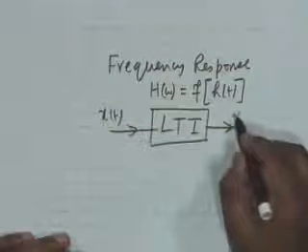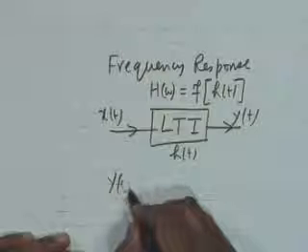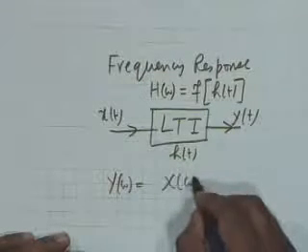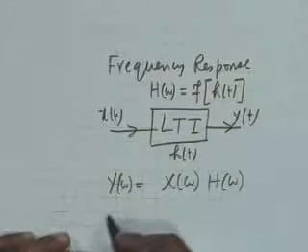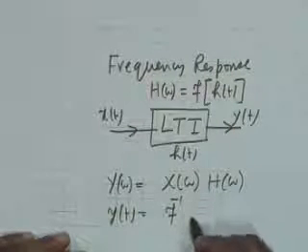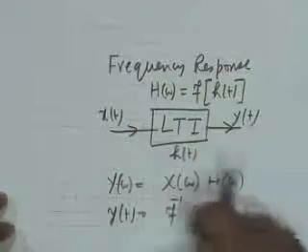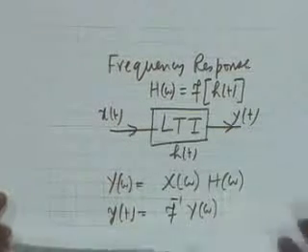If x of t is given, h of t is given, then Y of omega is equal to X of omega times H of omega, and therefore y of t can be obtained as the inverse Fourier transform of capital Y of omega. This we discussed yesterday. Now, basing on this, we shall work out a number of interesting examples.